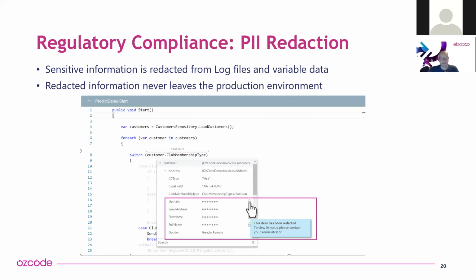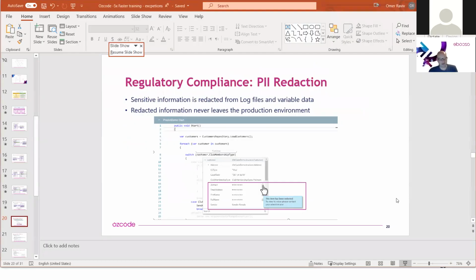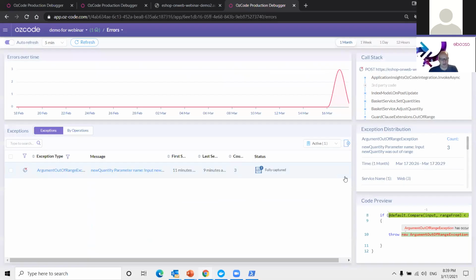So that's one aspect, but another even more interesting aspect is the notion of PII redaction. So sensitive information is redacted automatically, and let's look at how that works. So when we're looking at this notion of collaboration, we will also take a look at another exception that I might want to collaborate with my colleagues on, right?